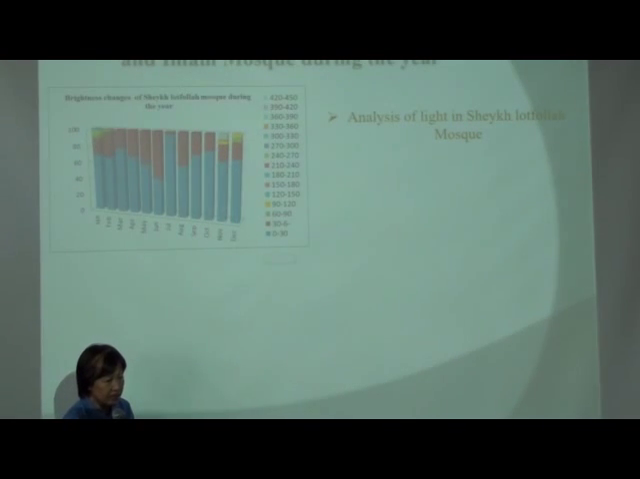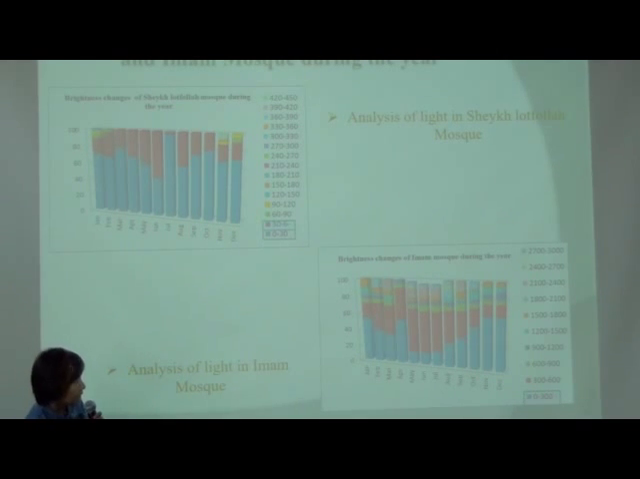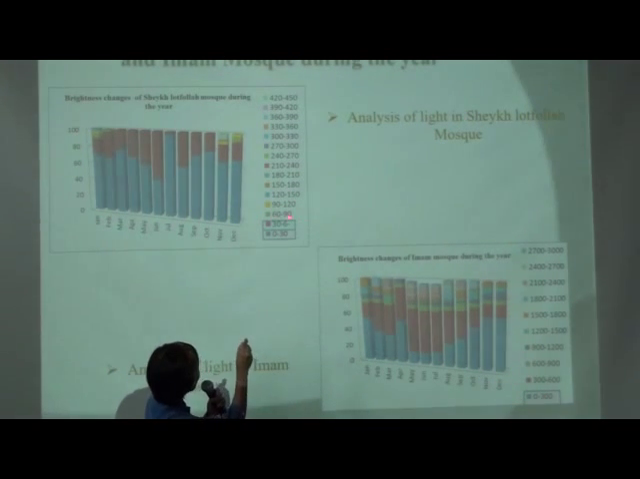And try to analyze and compare between both mosques, what happened in terms of brightness ratio. So she discovered that the larger one is brighter than this one. This one is less bright. This is the smaller one, and this is the larger one.